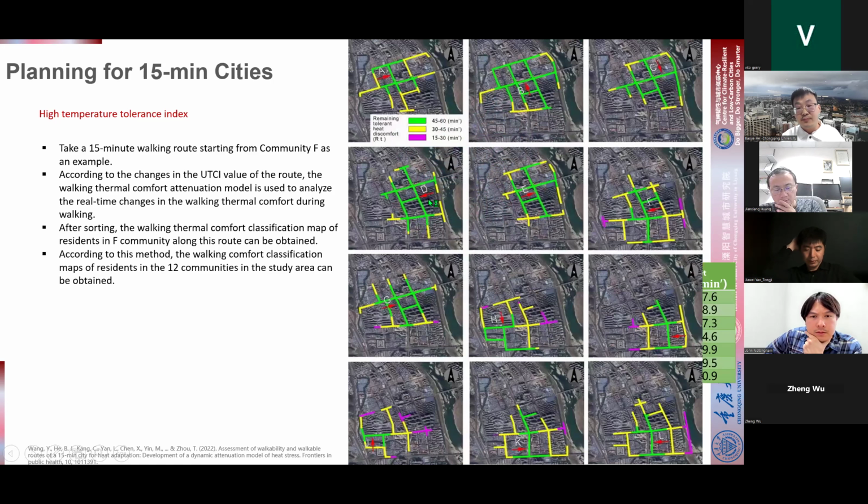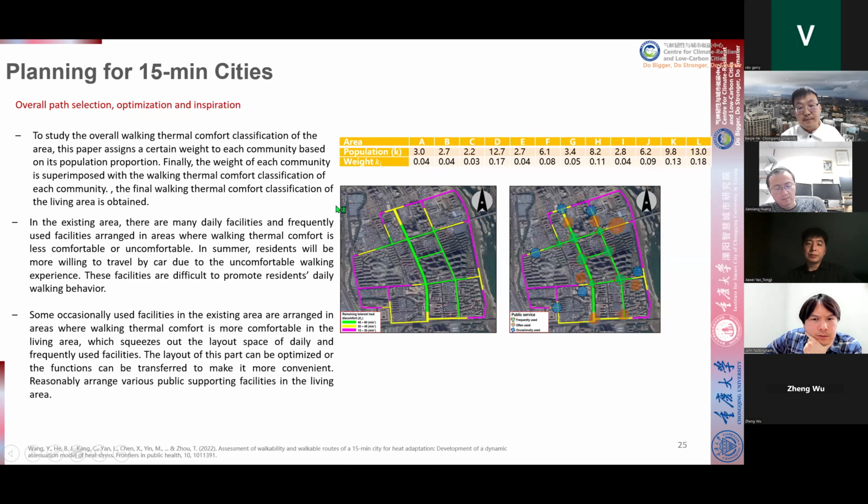Based on the population density, we weight and generate the overall heat tolerance of the 15-minute city. For the green areas, we find that this is the thermal comfort or thermal tolerance for the local residents, so we can plan the most frequently used services or facilities in that area to avoid the heat threats. And for the purple areas, we can plan the least frequently used infrastructure.